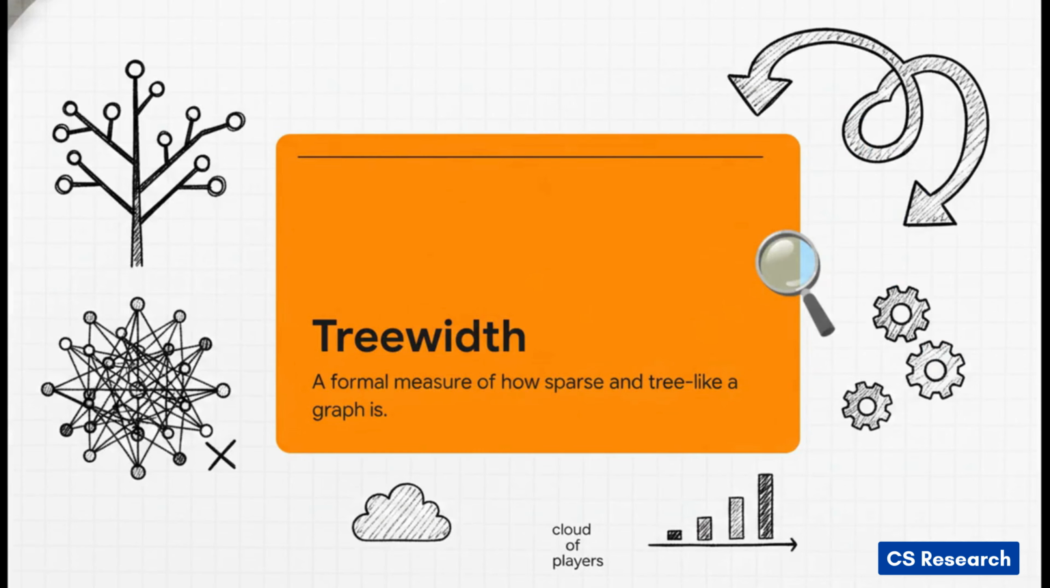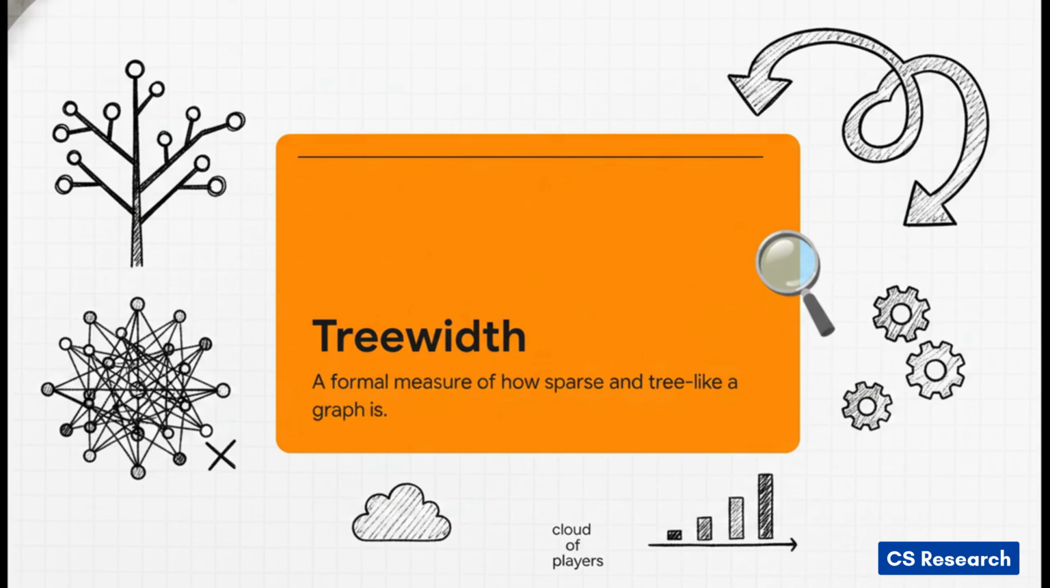And this structure introduces an absolutely vital concept, tree width. It's a formal measure of how sparse and, well, tree-like a graph is. You see, calculating a MACE is an NP-hard problem, which is basically mathematician speak for, please, whatever you do, do not make me run this on my laptop. It is computationally brutal. But the researchers prove something incredible here. The calculation time doesn't scale based on the total number of players.